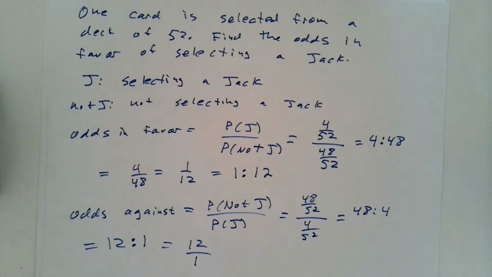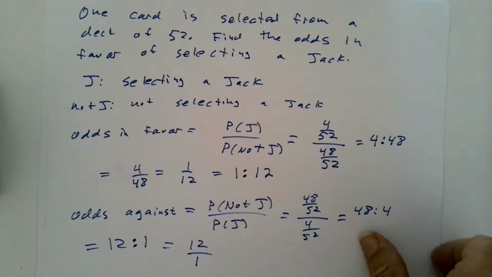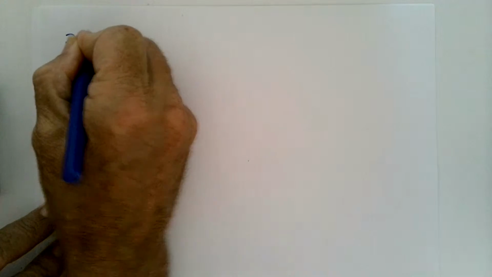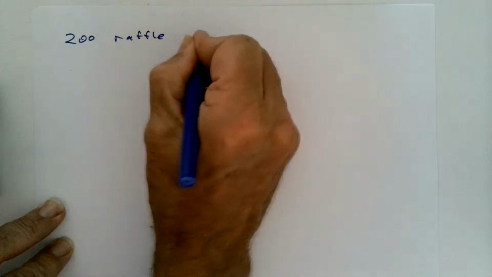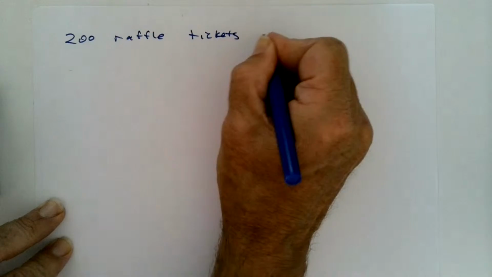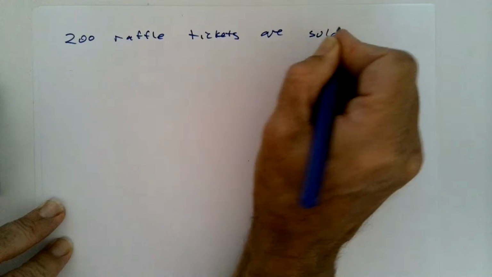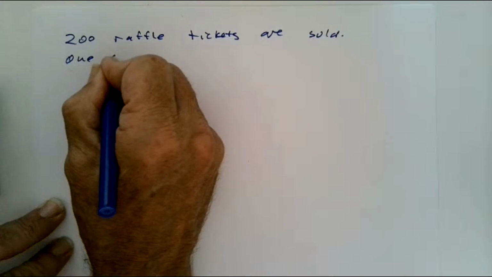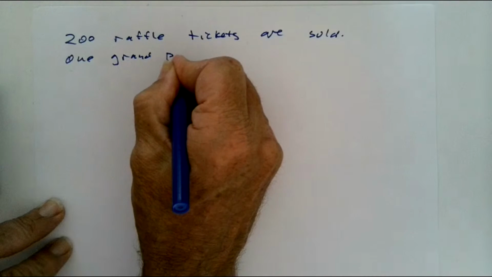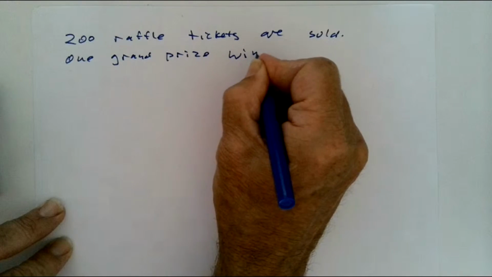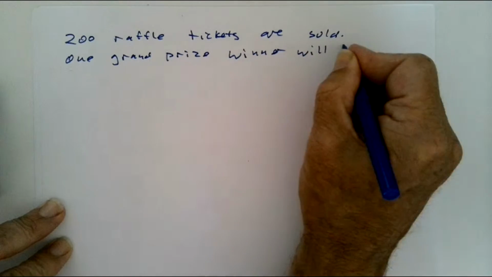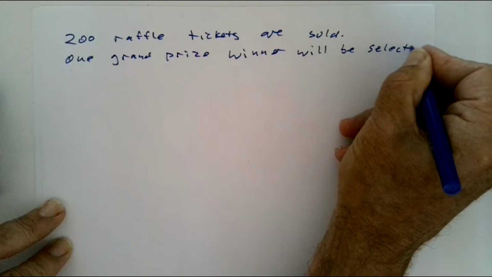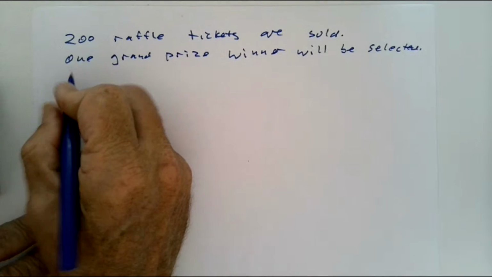Let's take a look at another example. This time we're going to look at a raffle and how the number of tickets is going to change our odds. So 200 raffle tickets are sold. One grand prize winner will be selected. If a person buys 1 ticket, what are the odds in favor?